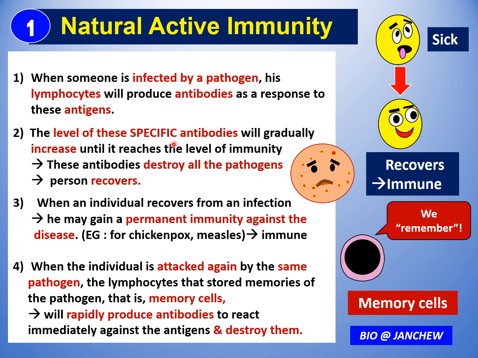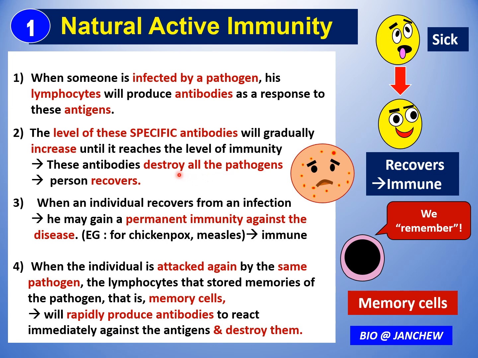Now, the level of these specific antibodies will gradually increase as the person is falling sick, from chickenpox, for example. Once the chickenpox virus has entered his body, his lymphocytes will start producing the antibodies, and the level of antibodies will gradually increase in the blood until it reaches a level which is high enough for him to be able to destroy all the pathogens. So that level of immunity must be reached. It's the level of antibodies needed for the person to destroy all the pathogens for that particular disease.